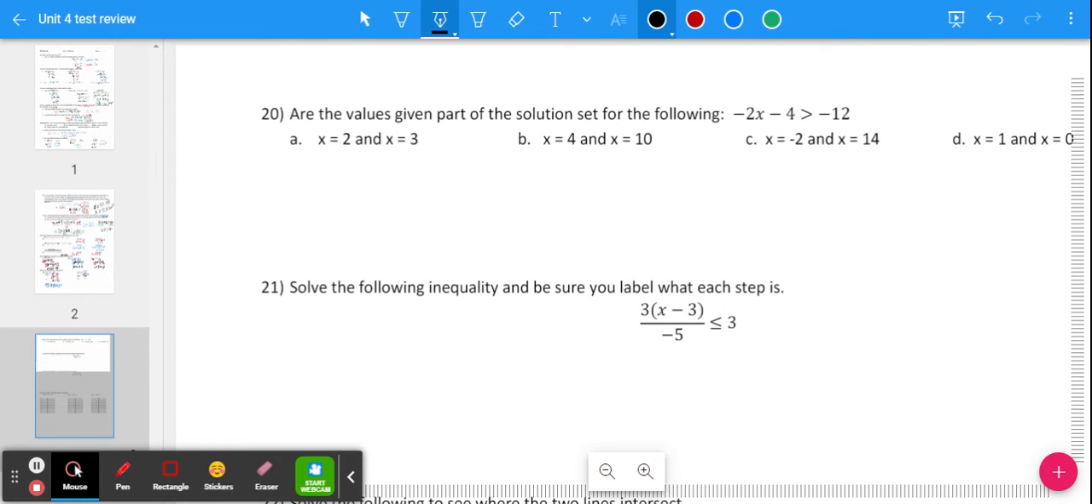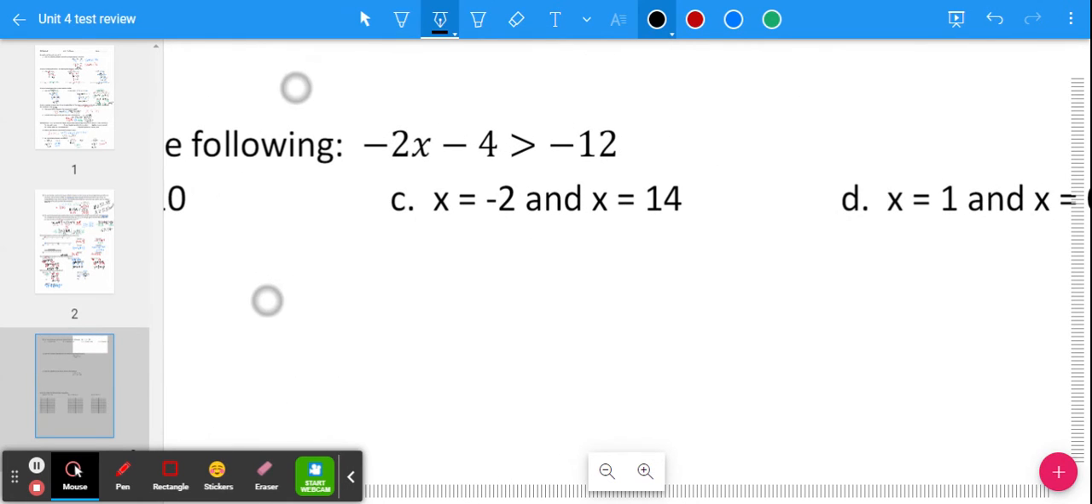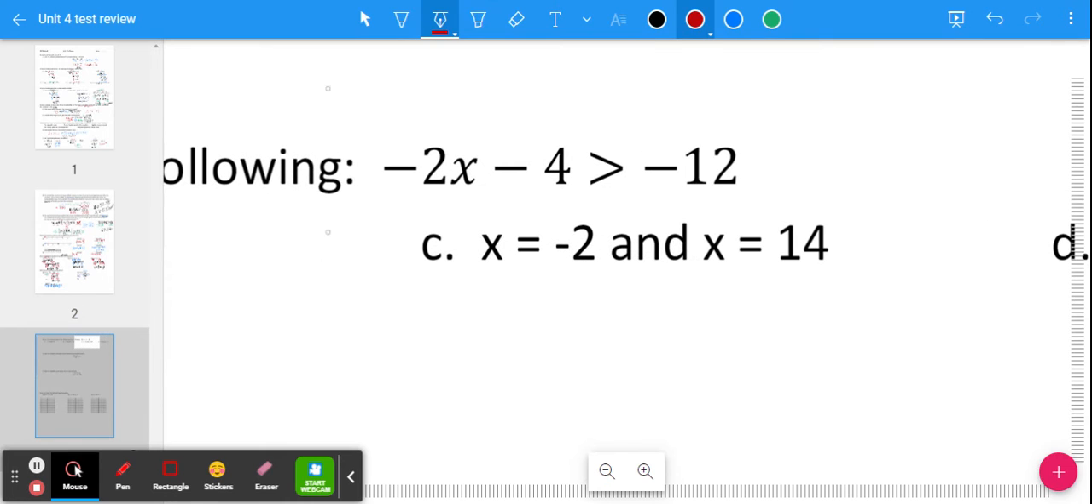It says, are the values given part of the solution set for the following inequality? So the way to do this is you can solve your inequality and then evaluate from there, or you can plug in each of these values for x and find out if it gives you a true statement. So I prefer solving the inequality first because it takes less time than plugging in all 8 of those numbers.